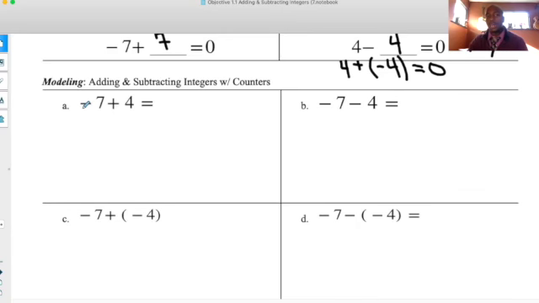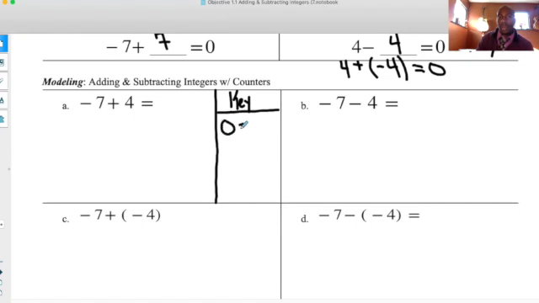Looking at letter A of the modeling, it says -7 plus 4. It would be very easy for me to calculate that on a calculator or something like that. But I want to show you how to do this with counters, with some type of visual representation. Some of you may have learned how to use the number line. I want to show you how to use counters.